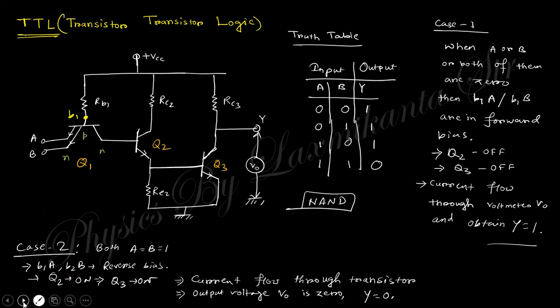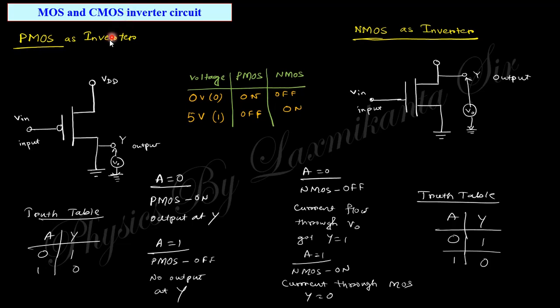Okay. This is TTL. Now comes MOS and CMOS. MOS means metal oxide semiconductor. Three layers. You already know about this in the FET chapter, MOS and CMOS, already discussed there. So this is the circuit symbol of PMOS. This is the circuit symbol of NMOS. You remember this table, very important. When the input, this channel voltage, is 0, then PMOS is on, but NMOS is off. And when this is high, PMOS is off, NMOS is on. You need to remember this one.